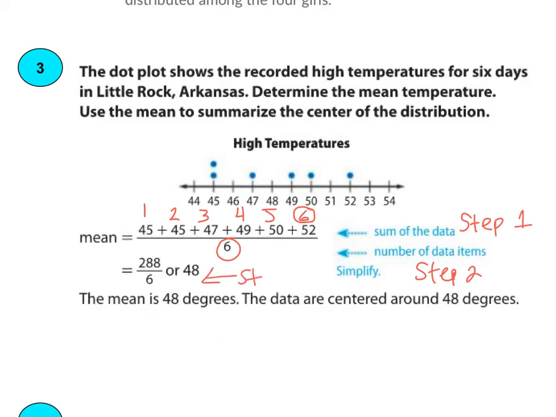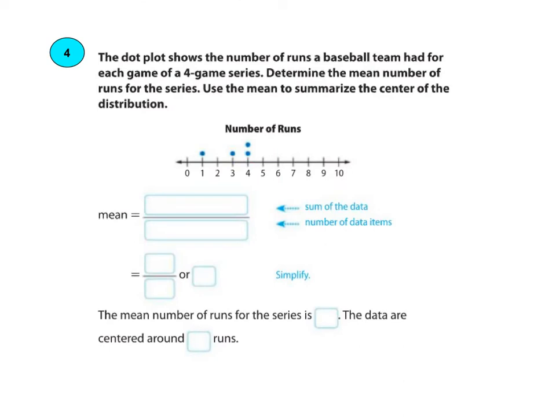And then in step 3, we're going to take the sum of the data and divide it by the number of data items to get our mean, which in this case is 48 degrees. So the data are centered around 48 degrees. Again, that's the single value we would use to summarize this data set. Okay, let's move on to another example.